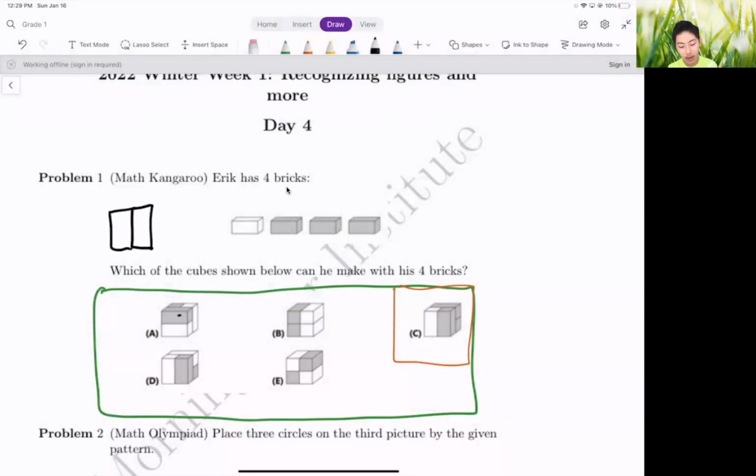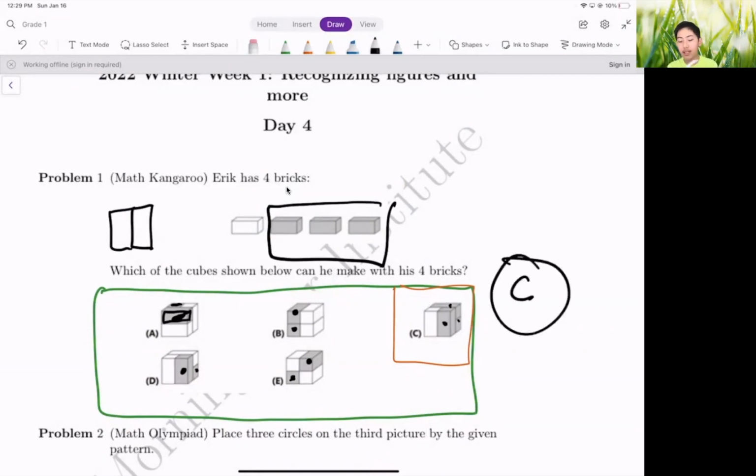As you can see from A, for example, you have one here and one here, whereas on B, you have one here, on D, you have one here, and on E, you have one here. While he has 3 black bricks, and the only cube with 3 black bricks is C. So it's pretty obvious that the answer should be C.